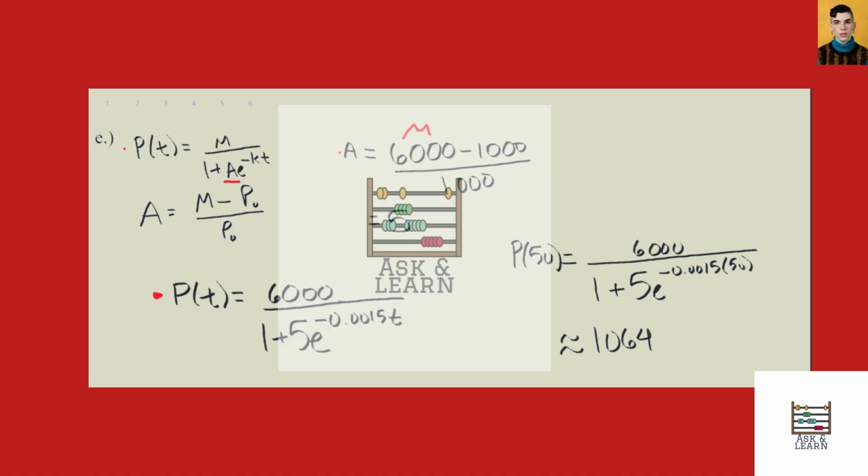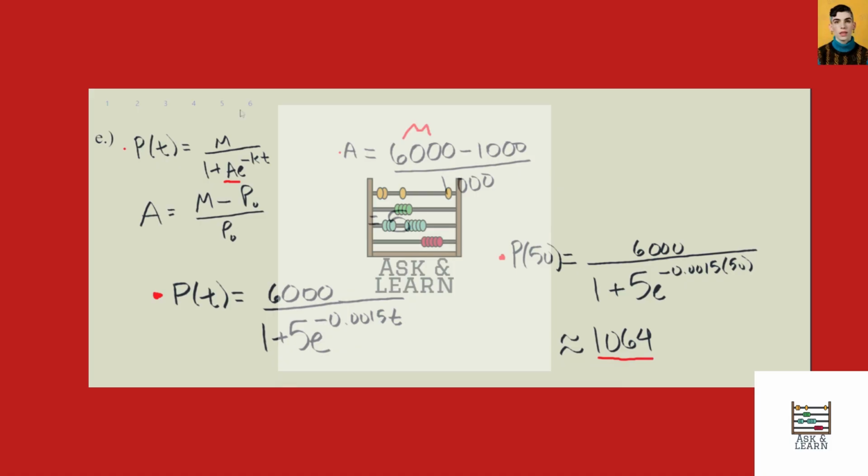So this here is our solution. It's a population function. So we get P of t equals 6,000 over 1 plus 5 times e to the negative 0.0015t. And this part of the question also asked us to figure out what the population would be after 50 years using this function. So you can use your calculator here, and you'll see that once again we get roughly 1,064, which means that Euler's method was pretty accurate.